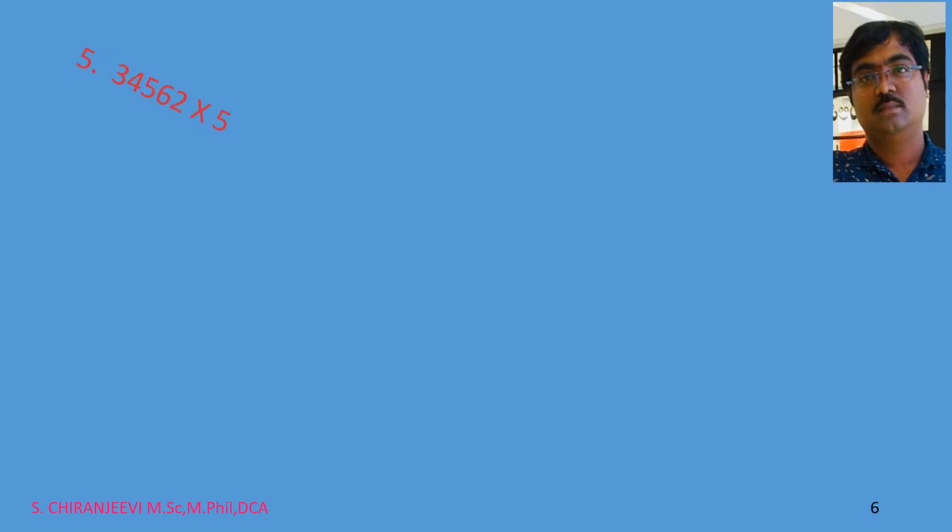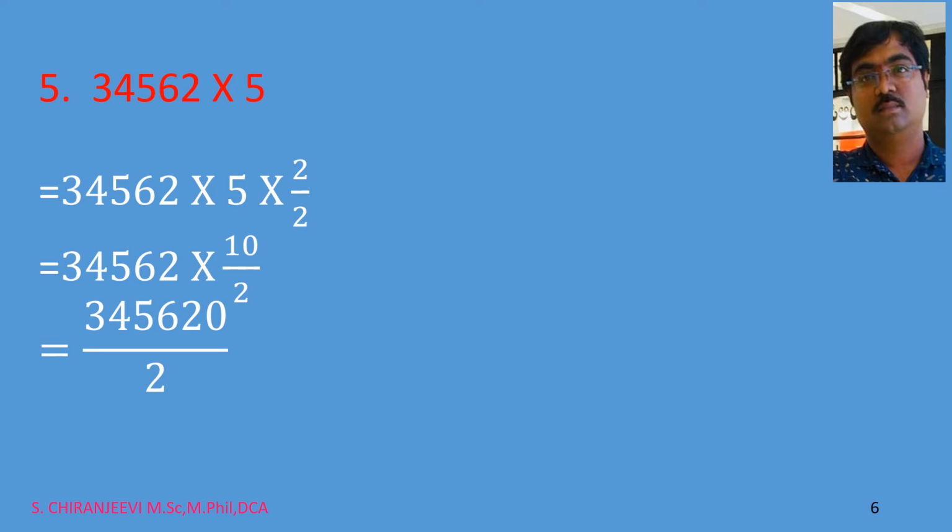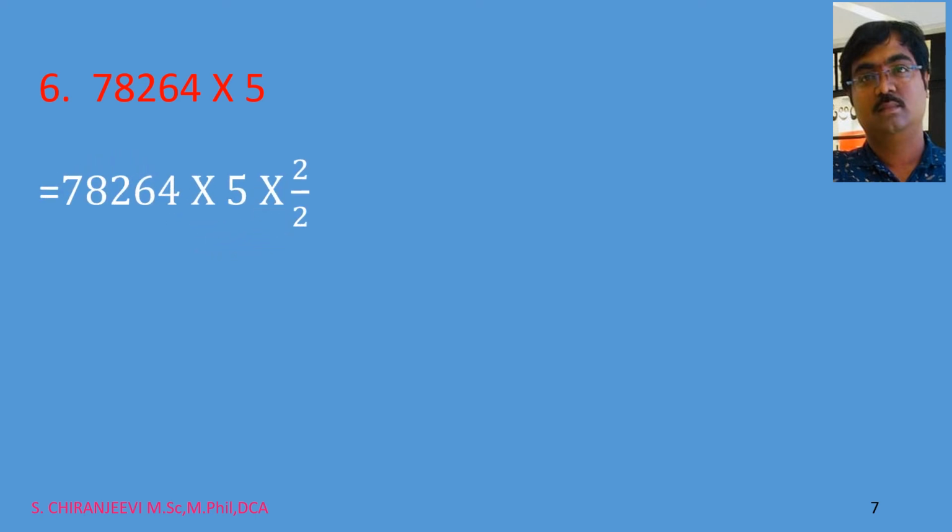So the next one, 34562 into 5 can be taken as 34562 into 5 into 2. So 5 into 2 will become 10. So 34562 into 10 divided by 2. 345620 divided by 2 will become 172810. So the next one, 78264 into 5 can be taken as 78264 into 5 into 2 divided by 2.